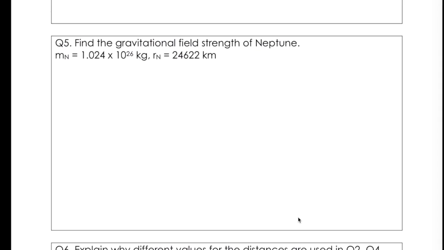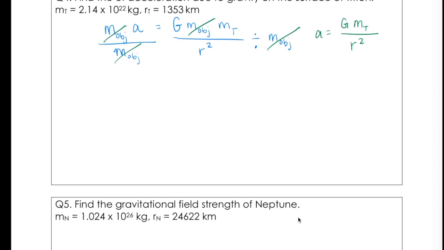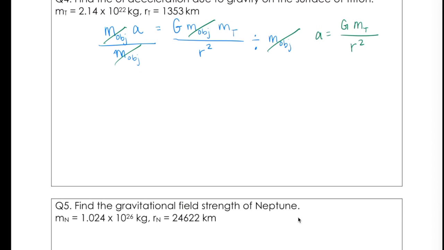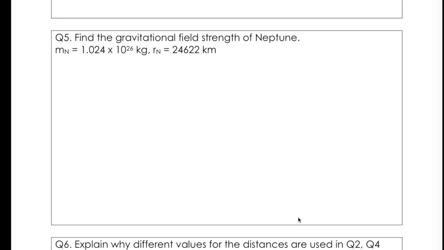For question number 5, find the gravitational field strength of Neptune. Okay, you're going to be doing the exact same thing that you did for question number 4 using the same equation, this A equals GMT, or it would be MN divided by R squared. Okay, once again, the only big thing is you need to make sure that you convert your kilometers into meters before you plug it into the equation.